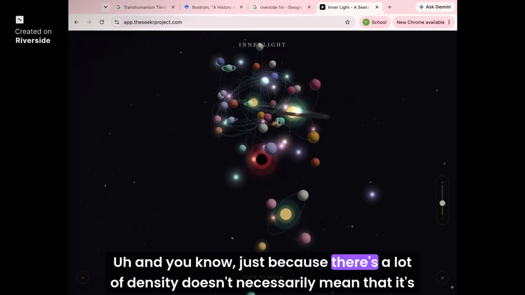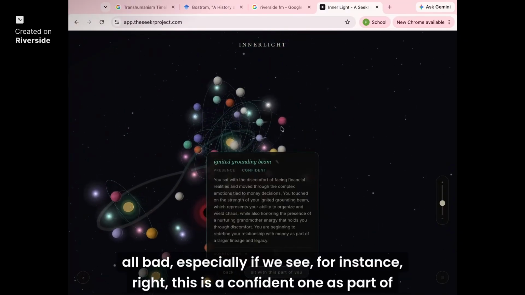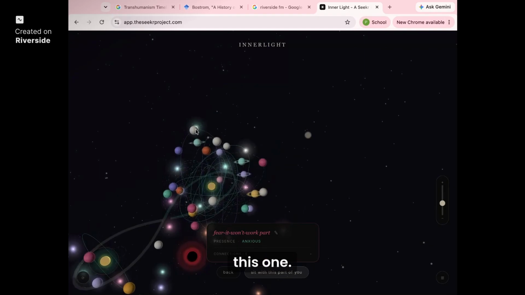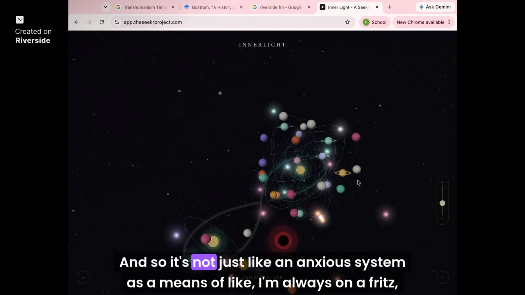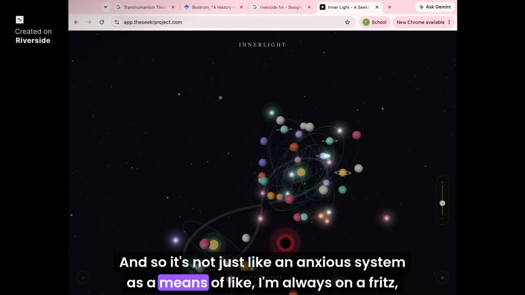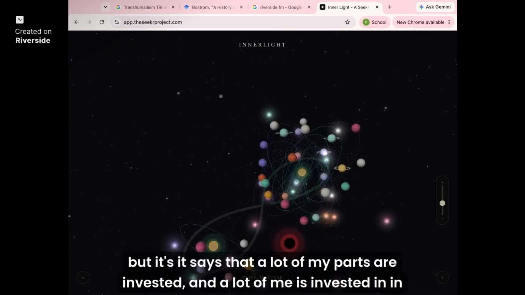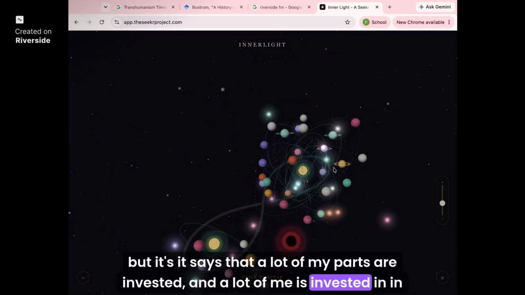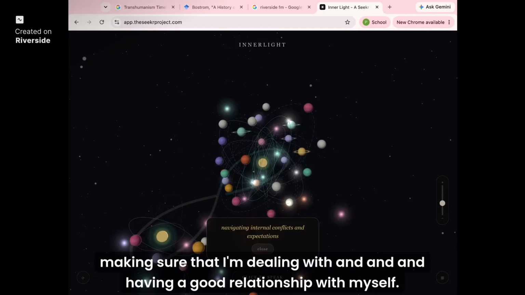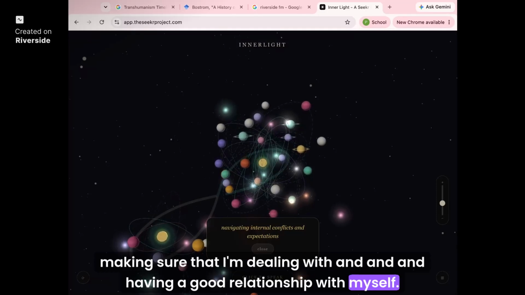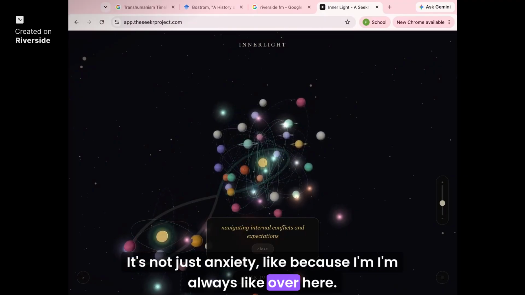And just because there's a lot of density doesn't necessarily mean that it's all bad, especially if we see, for instance, right, this is a confident one that's part of this one. This one's a little bit anxious. This one's energized. This one is calm. And so it's not just like an anxious system, as a means of like, oh, I'm always on the fritz. But it says that a lot of my parts are invested, and a lot of me is invested in making sure that I'm dealing with and having a good relationship with myself. So navigating internal conflicts, it's not just anxiety, like because I'm always over here. No, it's what it means.